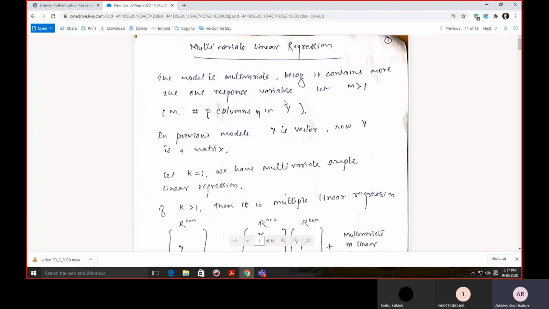Now before this topic, we had considered that y is a vector, which is an n cross 1 matrix. Now we are considering y as an n cross m matrix, where it contains n instances or n rows. So we have n samples available, and m response variables available. So in the previous model y is a vector, and now y is this matrix.